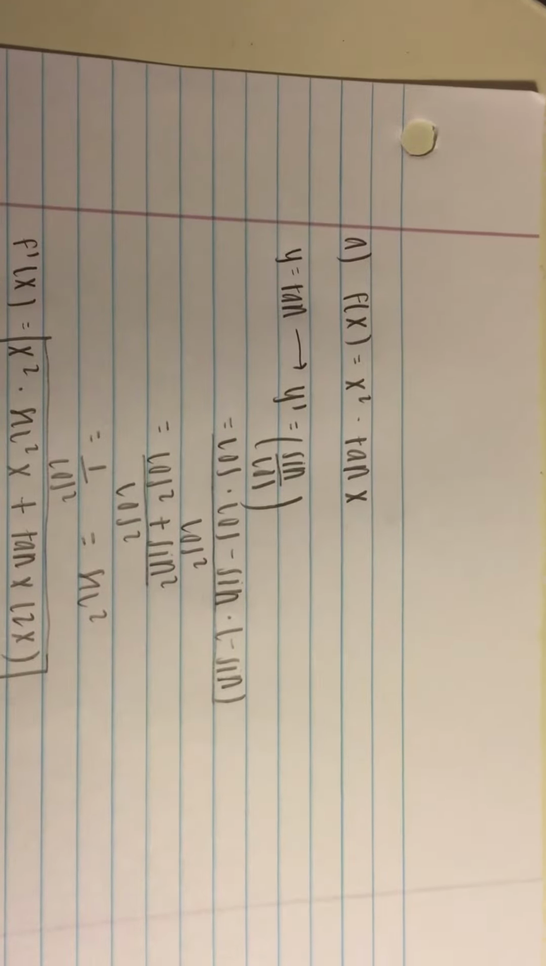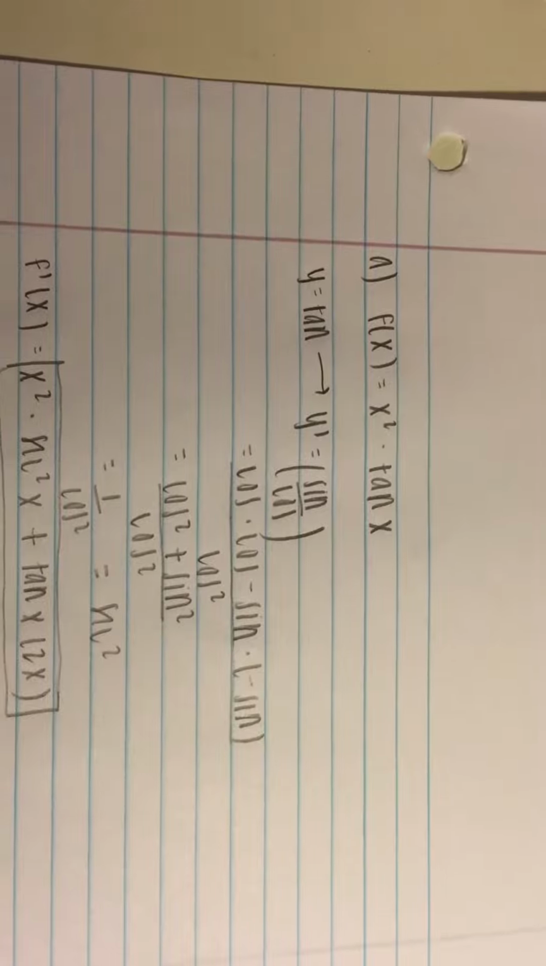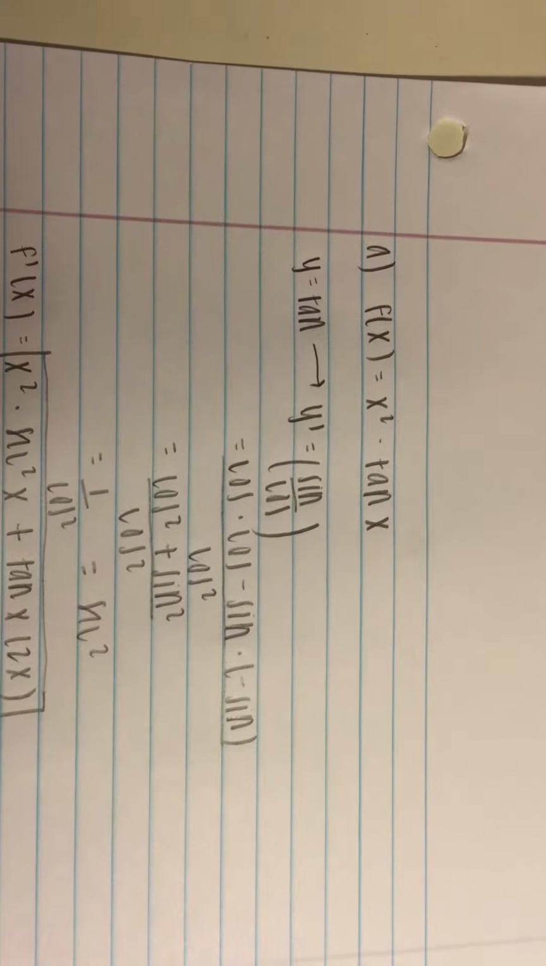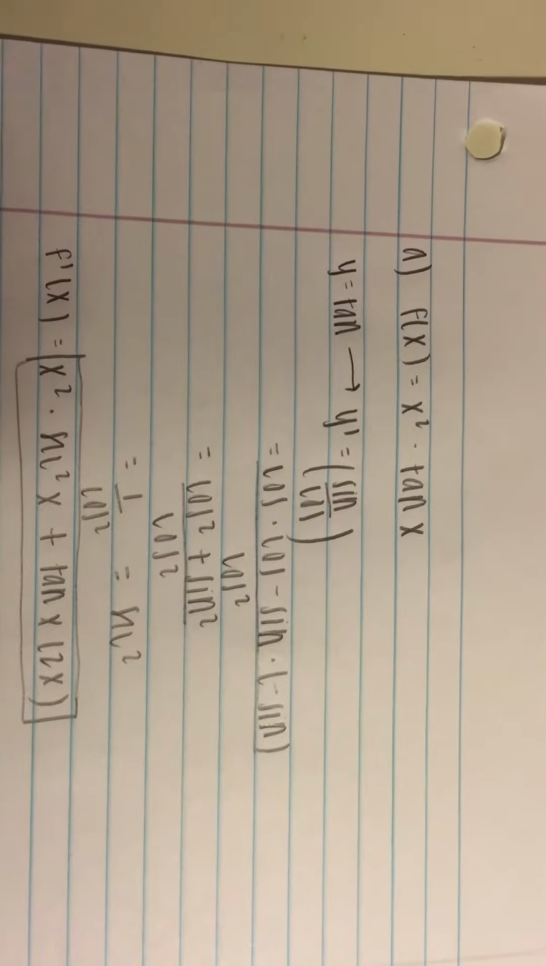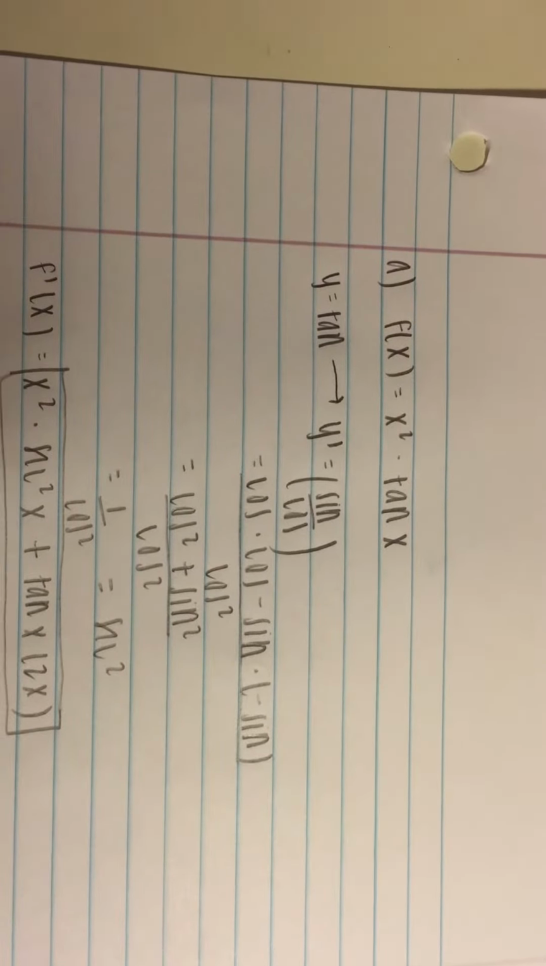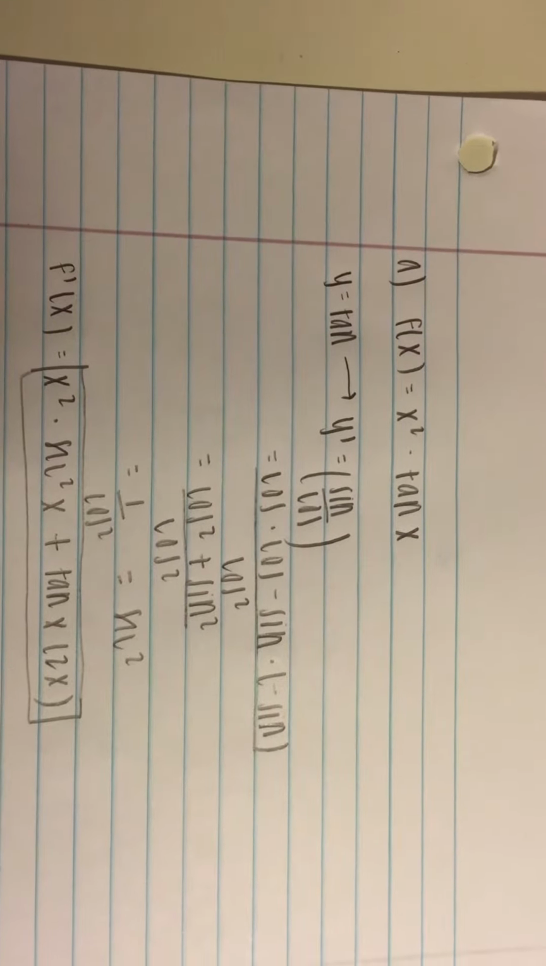CPM Chapter 5, Problem 156, we are asked to find the derivative of each of the following functions. And so with A, we are given f of x equals x squared times tangent x. And to solve this, we're going to have to use the product rule. And so we know that we're going to have to find the derivative of tangent.